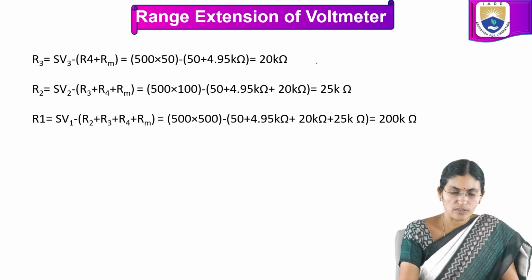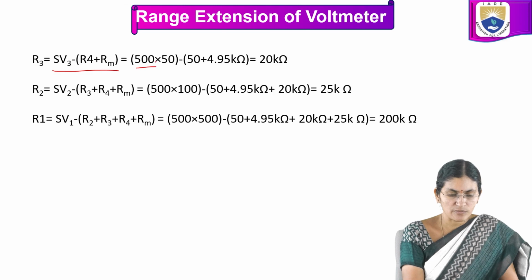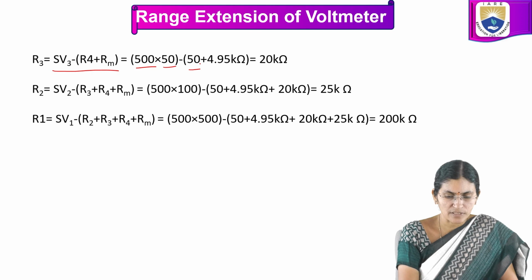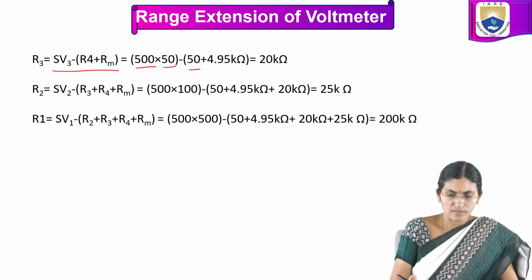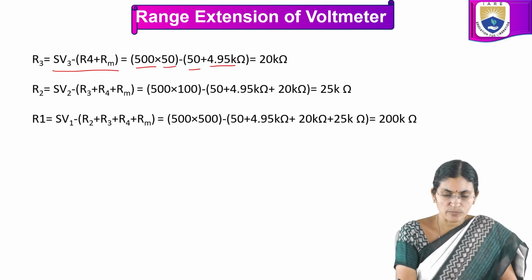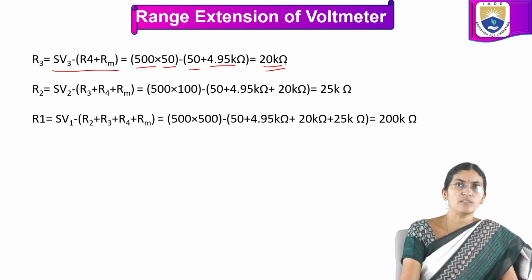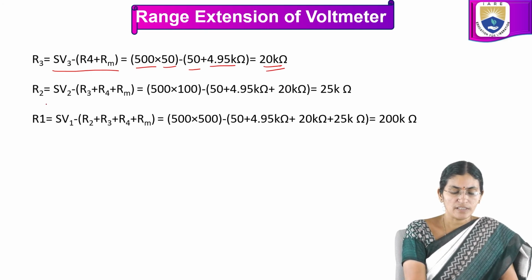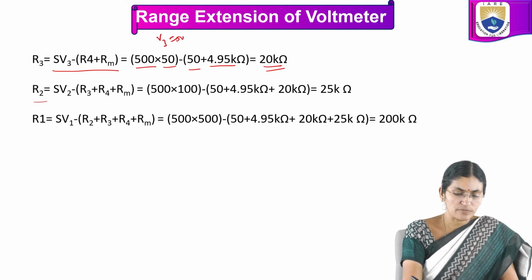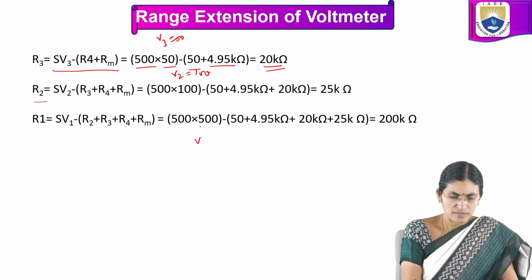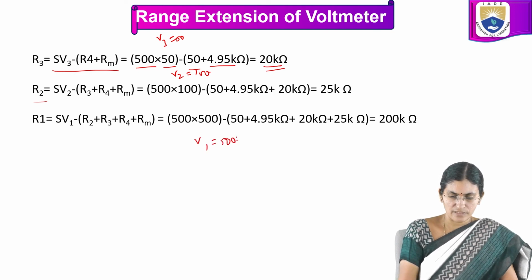Next, R3 is equal to S into V3 minus R4 plus Rm. So S is equal to 500, V3 is equal to 50, and R4 plus Rm is equal to 4.95 kilo ohms. Substitute the values and you will get 20 kilo ohms. Next, R2 is equal to S into V2, where V3 is equal to 50, V2 is equal to 100 and V1 is equal to 500.